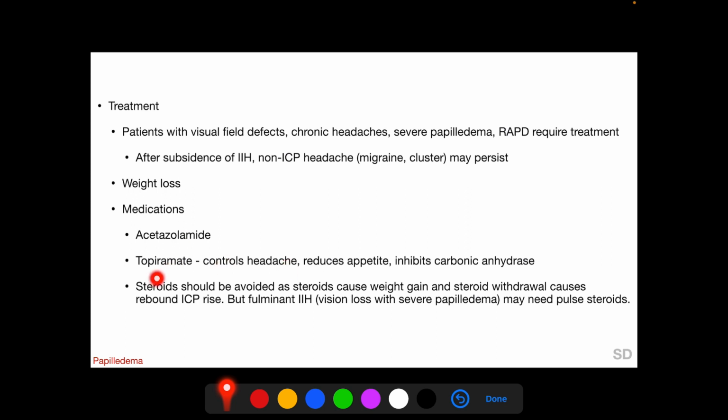However, topiramate in ophthalmology we know can cause acute angle closure glaucoma. Steroids should be avoided as steroids cause weight gain, and steroid withdrawal causes rebound ICP rise. But if you have a fulminant IIH causing vision loss with severe papilledema, it may need pulse steroids to control rapidly.